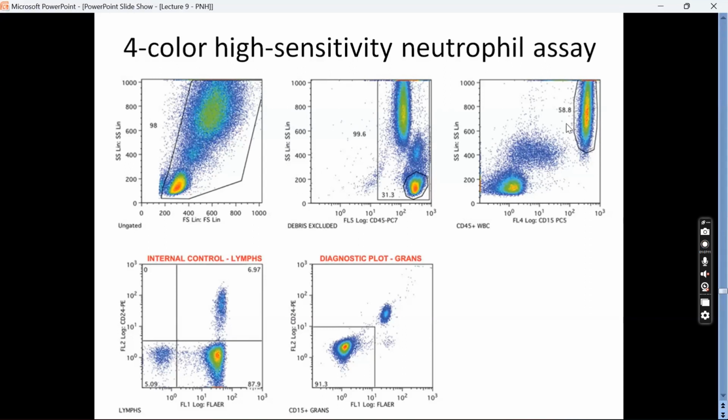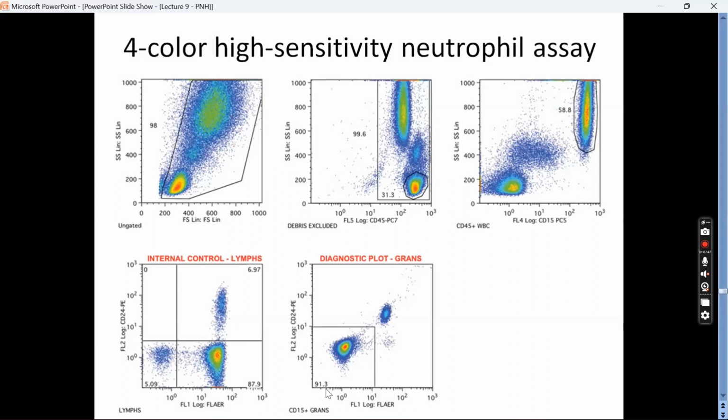Once you have selected or drawn a region around this population, you get it for CD24 and FLAER, right? So you find, okay, this is the lymphocyte control. So you get this population for CD24 and FLAER. You see, beautifully, this is the normal population or normal neutrophils, whereas you find a big PNH clone of neutrophils which is negative for FLAER and CD24, which is around 91%.